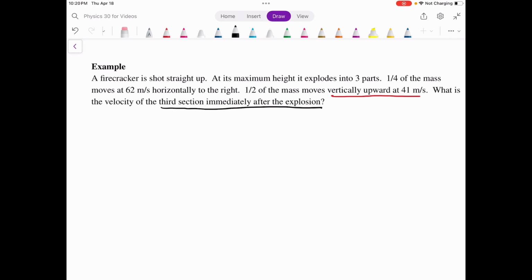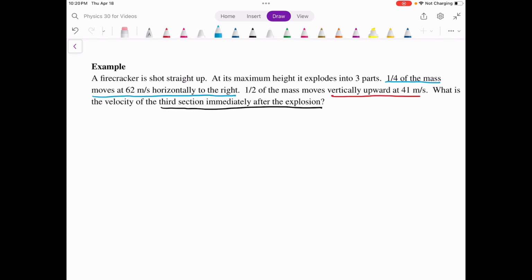Okay, so let's just think about this a bit. A quarter of the mass is going to move afterwards, 62 meters per second, perfectly horizontally, right? So that thing's momentum is all in the x-axis. The other piece, so the second piece, is going to move vertically upward. So that thing's momentum is all perfectly in the y-axis, right? It's straight up. And there's some third piece that we need to figure out what its velocity will be.